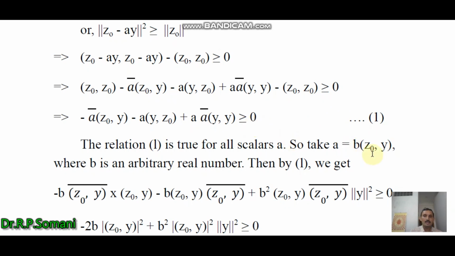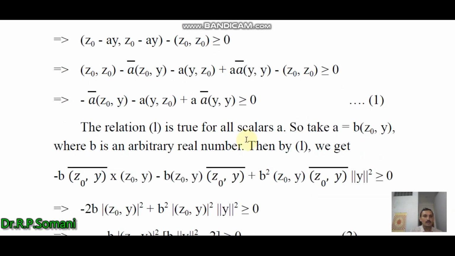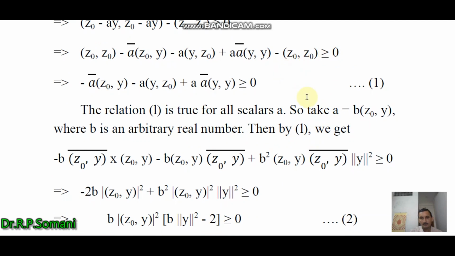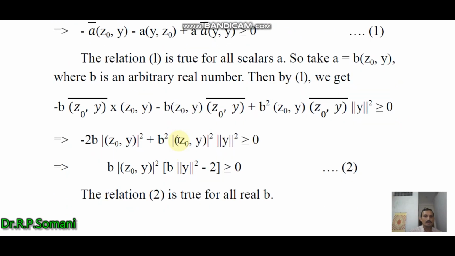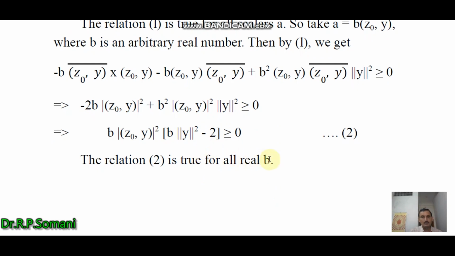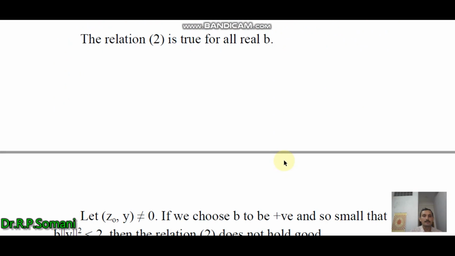So take a equal to b times the inner product z0 y, where b is an arbitrary real number. In equation 1, we replace a by b times the inner product z0 y and obtain this inequality, and after simplifying we obtain b times the modulus of the inner product z0 y squared, times b norm y squared minus 2, is greater than or equal to 0, and this we denote as equation number 2. So this relation 2 is true for all real numbers b.